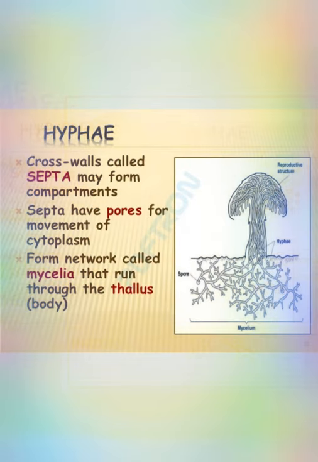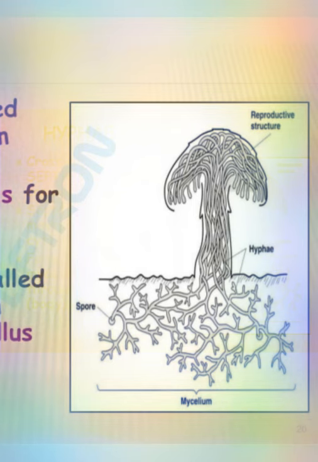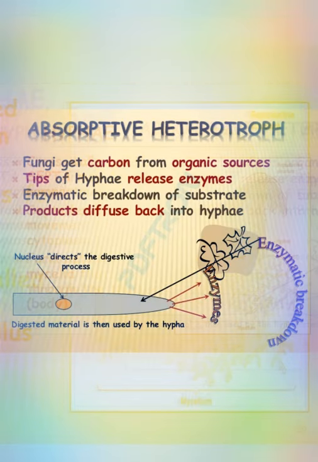The second is cross-walls, or septa, which may form compartments. Septa have pores for movement of cytoplasm through a network called mycelia that runs through the thallus body. This is the thallus body of fungi. Reproductive structure hyphae. Last is mycelium. On the left hand are spores. This is a diagram of thallus.